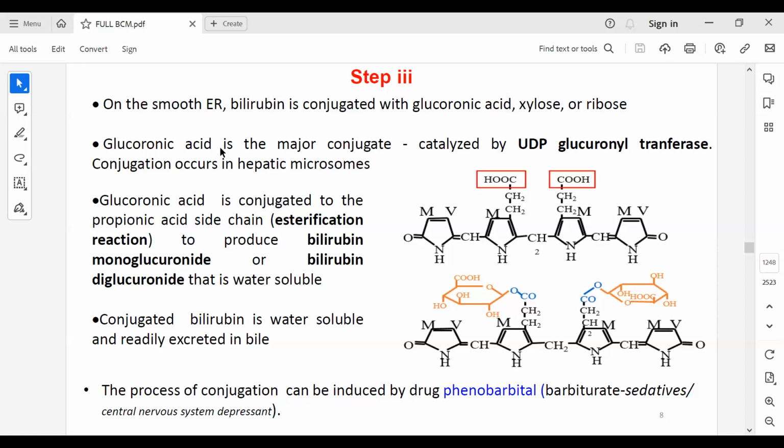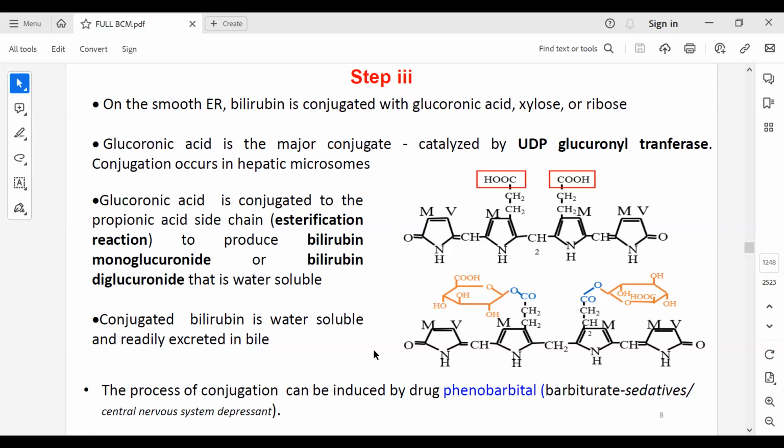Yeah, what's up? This part here, I don't know if you can add something to this, that the process of conjugation, when we are adding the glucuronic acid onto the bilirubin, can be induced by the drug phenobarbital. Are we trying to say that someone taking phenobarbital can be prone to having more bilirubin formation or more breakdown of heme, or what?